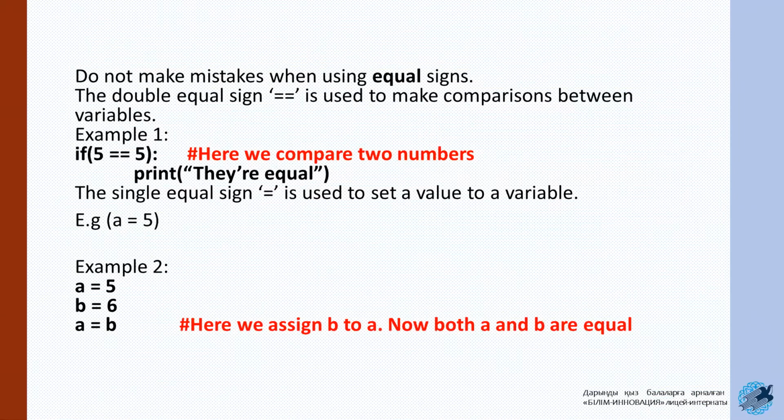Do not make mistakes when using equal signs. The double equal sign is used to make comparison between variables. Like in the first example, we are using two equal signs. Here we compare two numbers. The single equal sign is used to set a value to a variable. Here we assign B to A. So we use one equal sign for assigning.